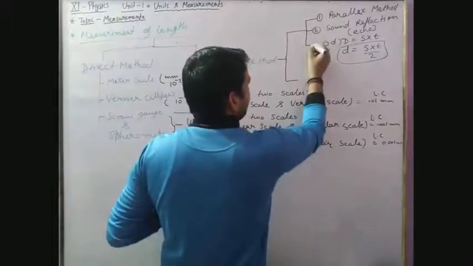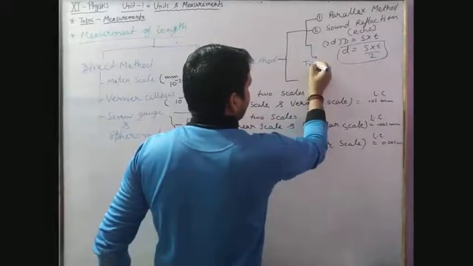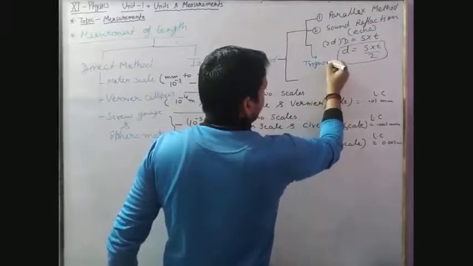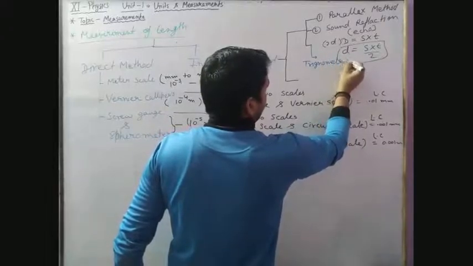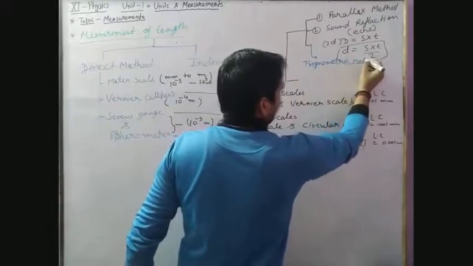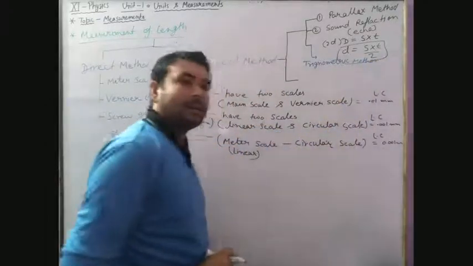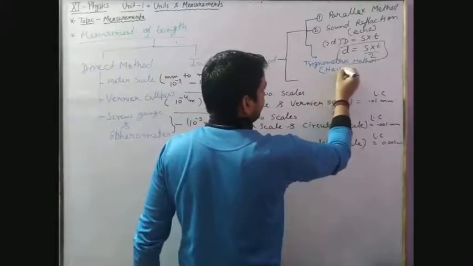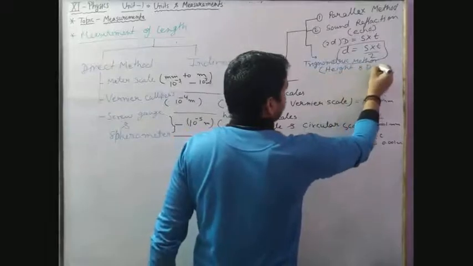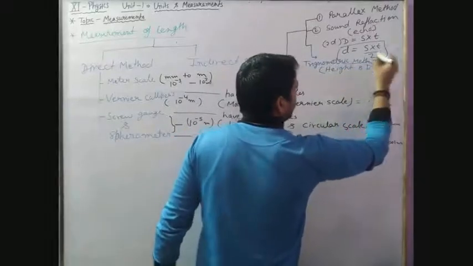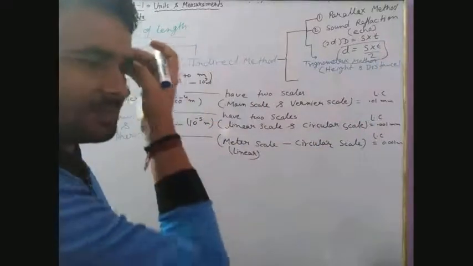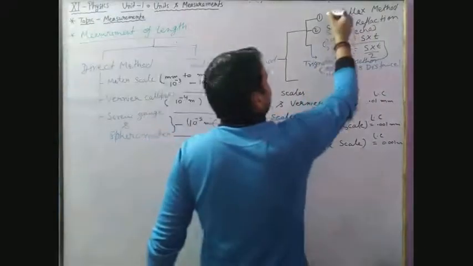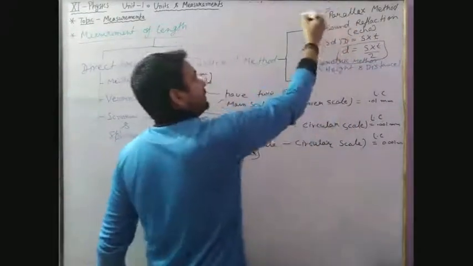And the next one is the trigonometric method. Trigonometric method you basically learned in your 10th class in height and distance. We don't learn this here. We understood about this. So this is for large distances.